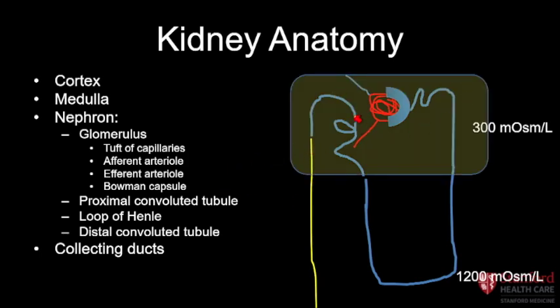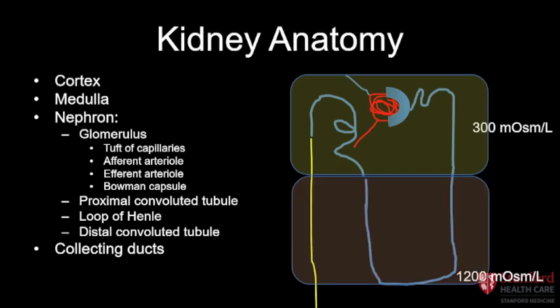So the cortex is where the glomeruli live. And just an aside, when you biopsy a kidney, you need to biopsy the cortex because we are trying to get glomeruli in order to make a diagnosis. And then the medulla is where the loop of Henle and the collecting ducts live.